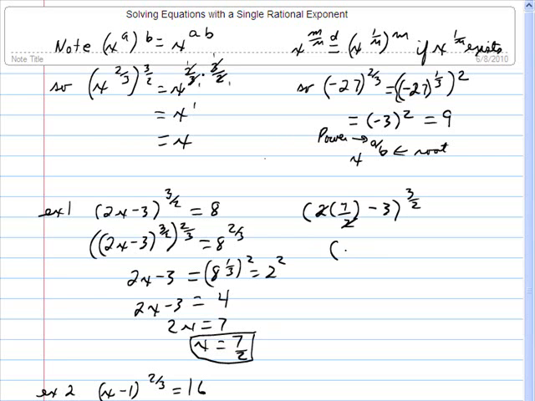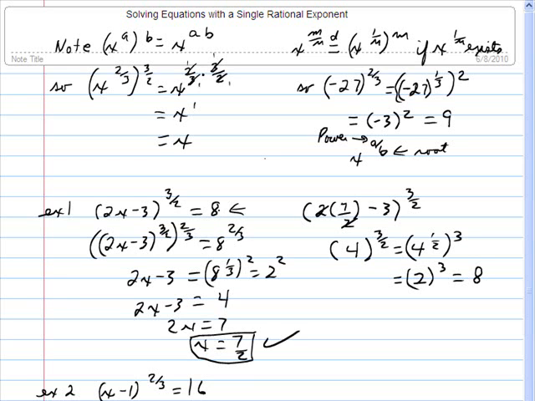So now I have 7 minus 3, or 4, to the 3/2, which is 4 to the 1/2 cubed. Well, 4 to the 1/2 means the square root of 4. The square root of 4 is 2, so that's 2 cubed, which is 8. Well, it was supposed to be 8, and so that answer does check. But a word of caution.